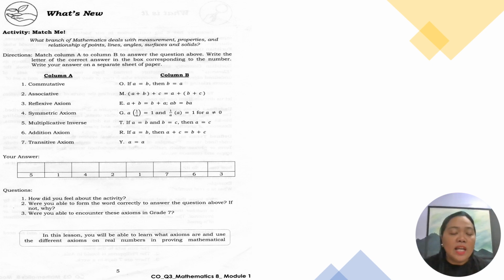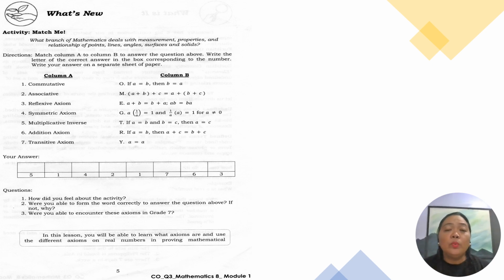For letter E, that corresponds to number 1. It says there that A plus B is equal to B plus A. Remember, you just changed the position or the order of the addends A and B. A plus B is equal to B plus A. It does not affect their sum.